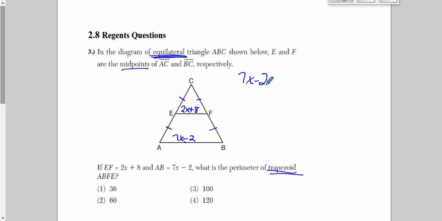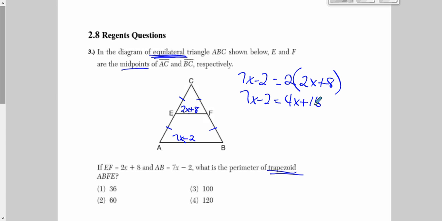7x minus 2 equals twice this. Solve that for x. You know how to do that, right? You know how to distribute, yes? Yeah, because it's twice as long as the mid-segment.